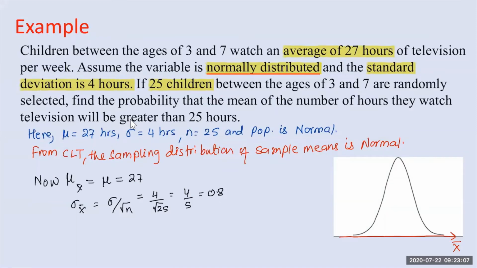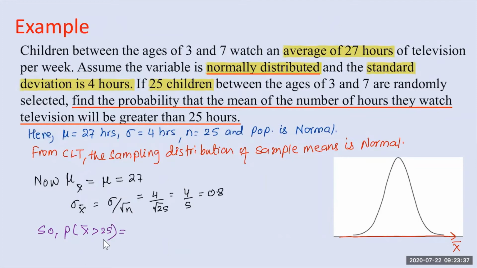So the question is, we have to find the probability that the mean number of hours they watch television will be greater than 25 hours. So we are actually looking for this. Let me write here. Probability that the value along the x-axis is greater than 25 hours. So that is, x bar is greater than 25 hours is how much? We need to find this.